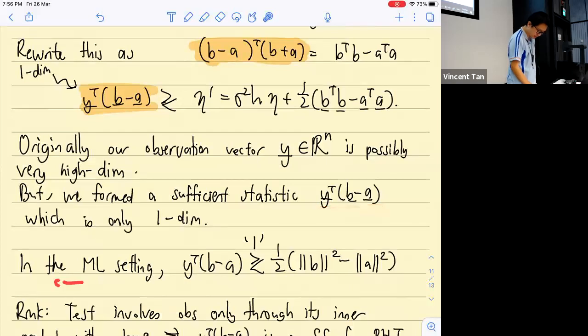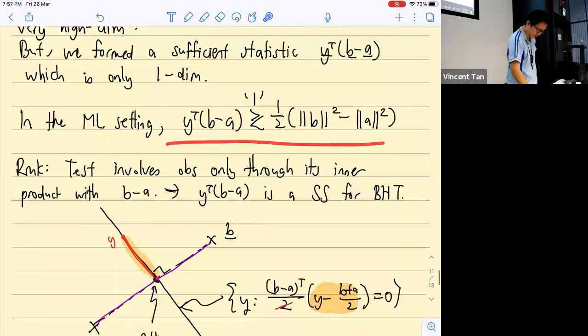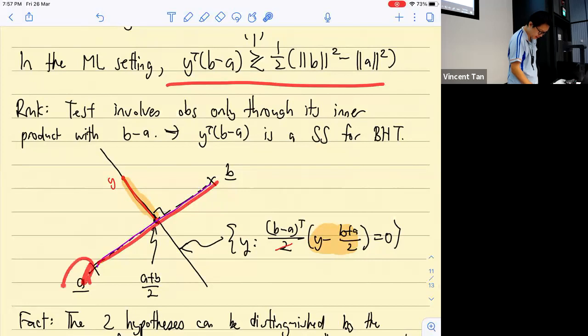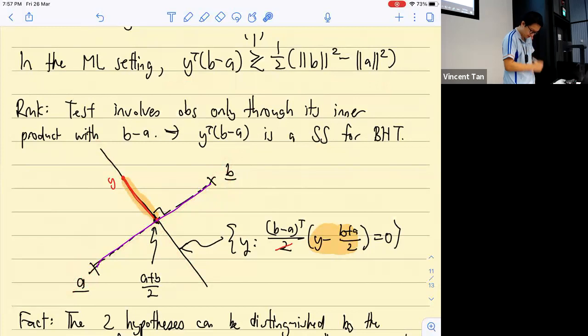Now, in the maximum likelihood setting, we can get rid of this particular term because eta is equal to 1, and we recover this. The picture is as follows. Here is A, and here is B, and this is their perpendicular bisector. This perpendicular bisector can be represented by this set here. What we want to do is, for any particular observation Y, project onto this direction and look at whether the projection is closer to B or closer to A.